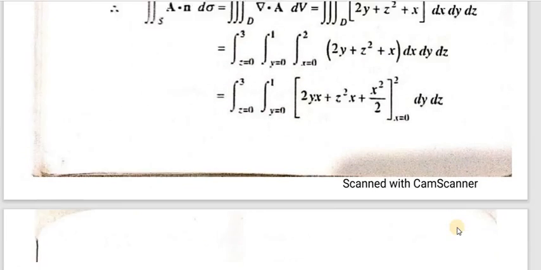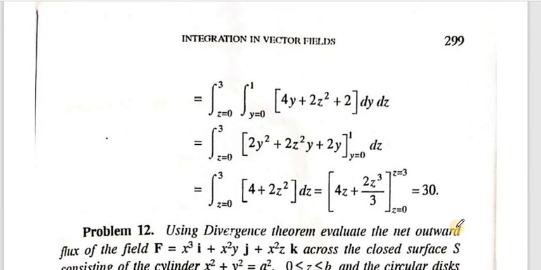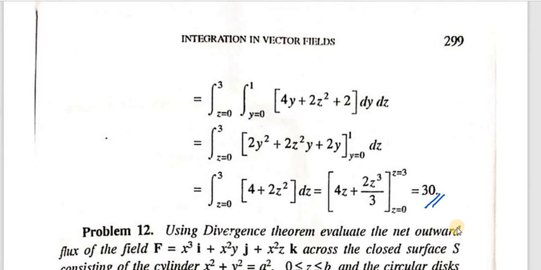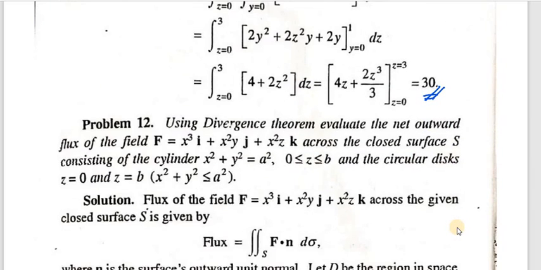So then evaluating this triple integral, we are getting the value. I am sure you are very familiar with the triple integral. You can do it by yourself and its value is 30. Now some more problems are given here.